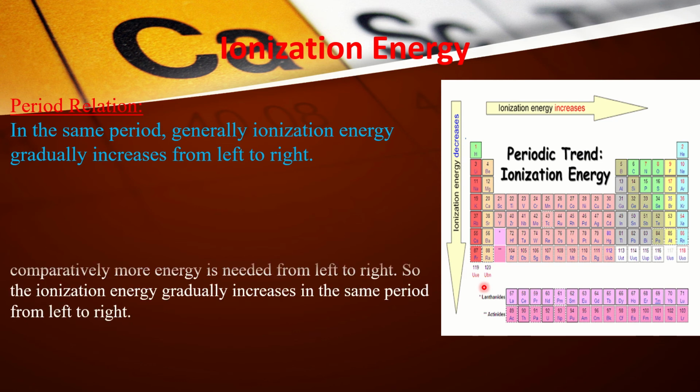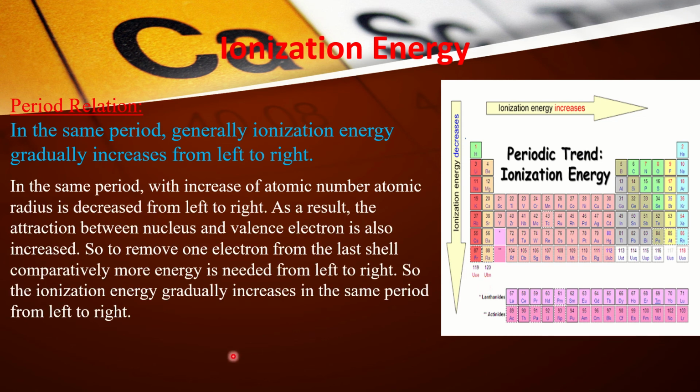Why in the same period does ionization energy gradually increase? Because in the same period, with increase of atomic number, atomic radius is decreased from left to right, just opposite of group relation. As a result, the attraction between nucleus and valence electron is also increased because radius is less here. So to remove one electron from the last shell, comparatively more energy is needed from left to right. So the ionization energy gradually increases in the same period from left to right.